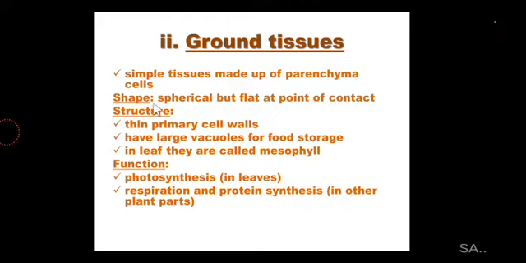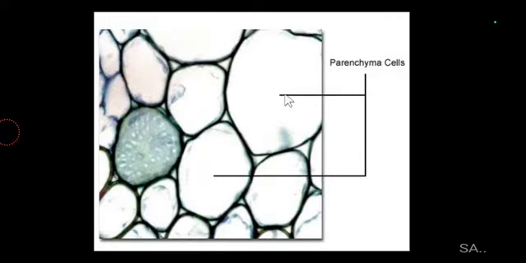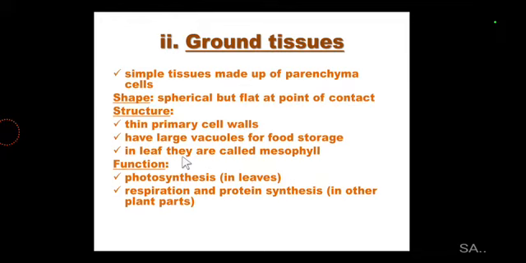If you look at their shape, then these cells, the parenchyma cells, are spherical but flat at the point of contact. So you can see it clearly here. Like this is one parenchyma cell, other. So these all are parenchyma cells. They are somewhat spherical, and at the point of their attachment or binding with the other cells, they are getting flatter at that area. Okay, so if you look at their cell walls, then they have got thin primary cell walls. They bear the large vacuoles for food storage, and in leaf they are called mesophyll.